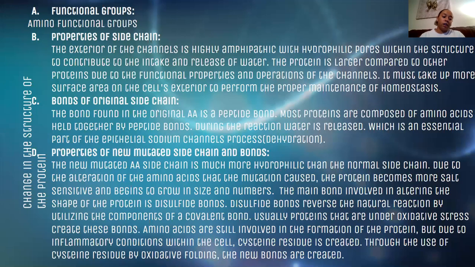So, changes to the structure of the protein. The main functional group that's involved in the mutation and in epithelial channels is the amino functional group. So, some properties of that side chain: the exterior of the channel is highly amphipathic, with hydrophilic pores within the structure to contribute to the intake and release of water. The protein is larger compared to other proteins due to the functional properties and operations of the channels. It must take up more surface area in the cell's exterior to perform the proper maintenance of homeostasis.